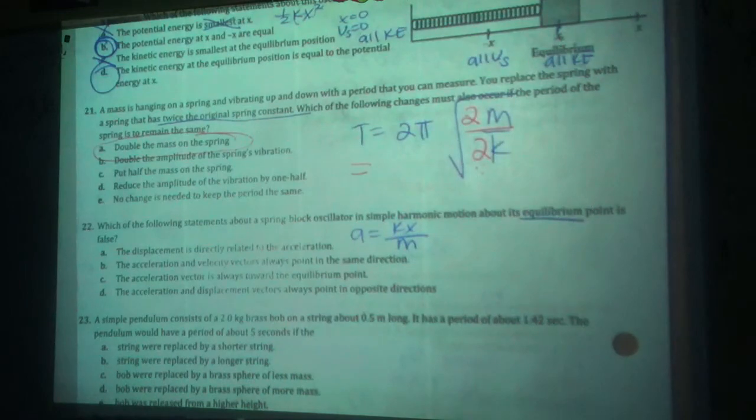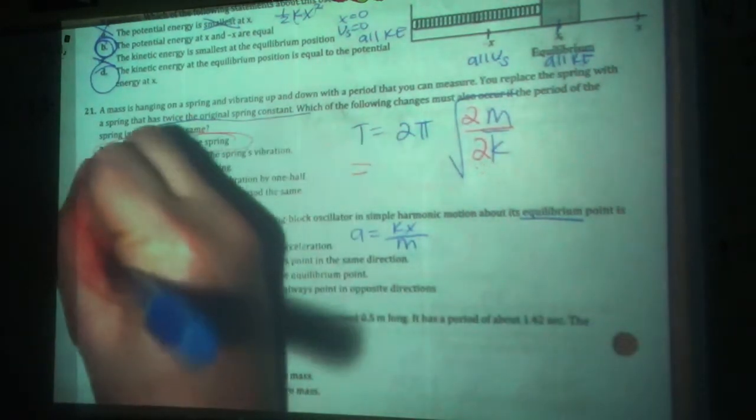Acceleration and velocity always point in the same direction. That is not true. So if you think about it, like when this is pulled back here and released, at that point it's moving to the right and it has an acceleration to the right. So it is in the same direction, which is why it's getting faster.